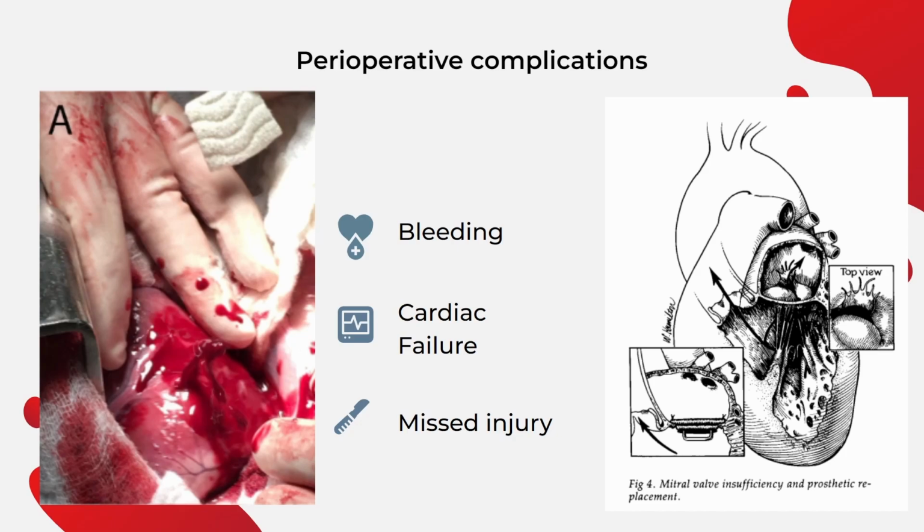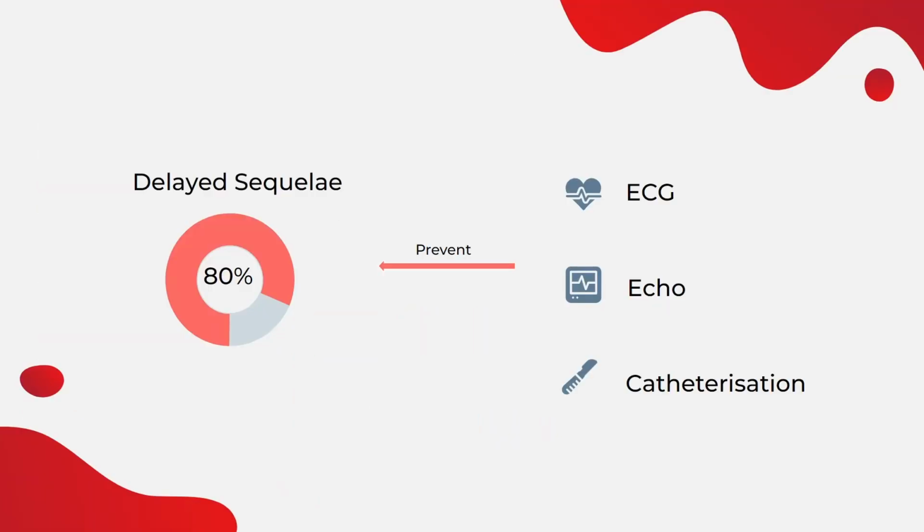Sequelae of penetrating injury can be divided into perioperative and delayed. Perioperative include bleeding, acute cardiac failure, post-ischemic myocardial dysfunction, and missed cardiac injury. Other intracardiac injuries sustained at the time of trauma may initially be asymptomatic, and delayed presentation is common. Delayed sequelae occur in up to 80% of post-traumatic cardiac injury. They include atrial or ventricular septal defects, valvular dysfunction, ventricular aneurysm with mural thrombus, and recurrent pericarditis. Follow-up should involve ECG, echocardiogram, and consideration of cardiac catheterization.